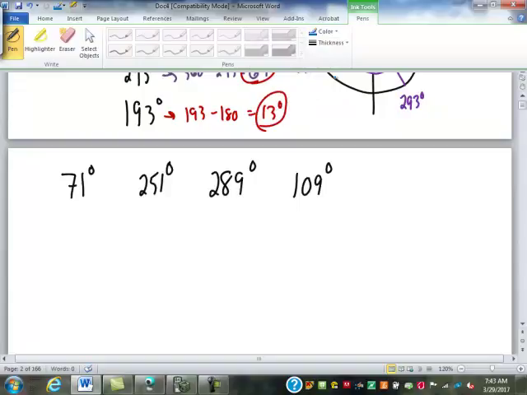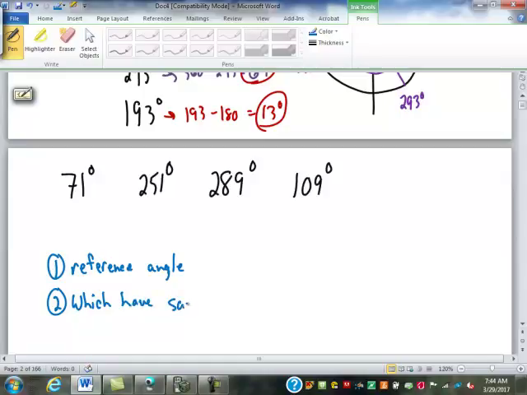Of those four, I want you to give me two things. In your notes, I want you to find the reference angle for each. Second, I want you to tell me which ones have the same sine. So I'll give you a minute to do that for each of them.